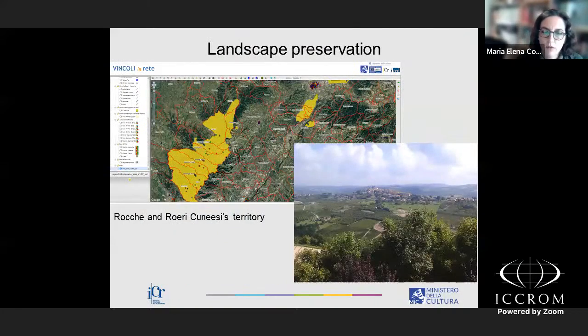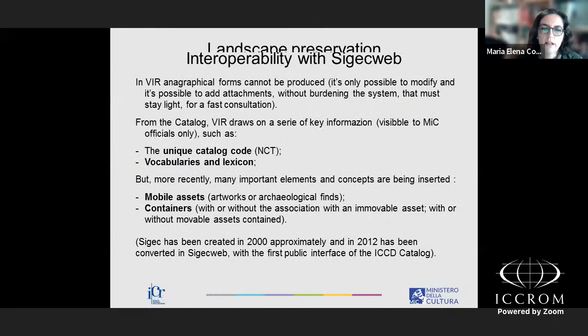This is an example of landscape protection, and then there is the interoperation between the catalog. As I said, the catalog can give us key information like the unique catalog code, very important to avoid double information, but also vocabularies and lexicon, because the most important thing is to share the same language. That is something very difficult to obtain.